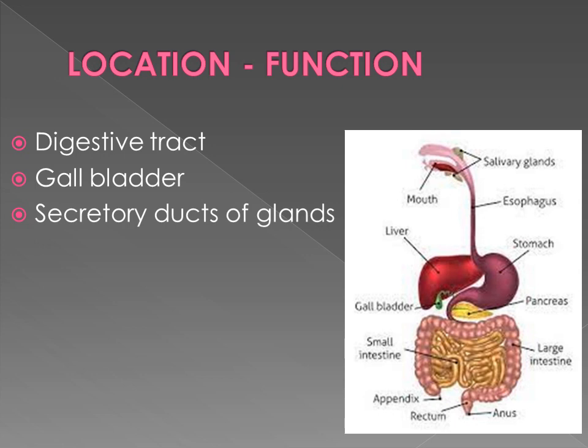Understand? Then it is present in the secretory duct of glands. Glands usually secrete enzymes, right? And these enzymes will be carried out through a duct. Through one duct only it is carried. So in that duct this columnar epithelium will be present. Non-ciliated columnar epithelium is present.